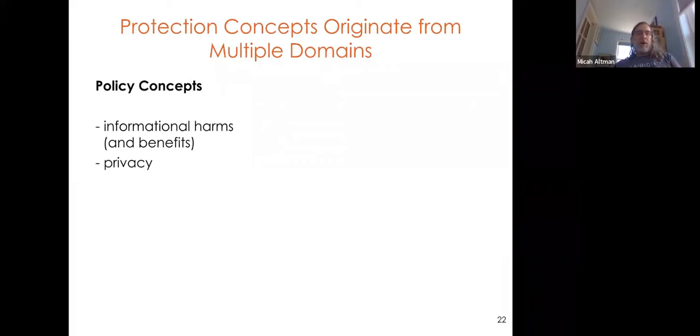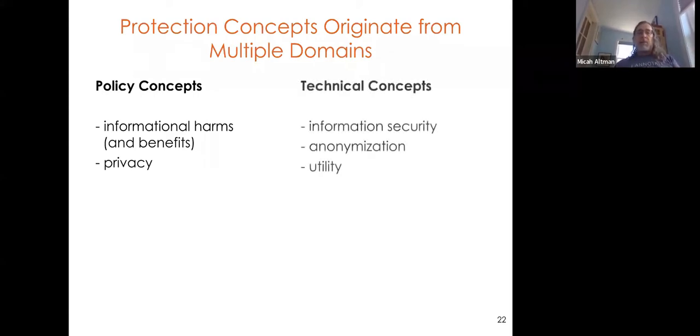So at core, there are a number of policy concepts, one of which I'll call informational harms and benefits. A general sense of what are the overall goods and bads that come to individuals and society from a particular activity. And privacy and informational rights that we are protecting. And those are, in essence, policy concepts that are implemented through technology and through the law.